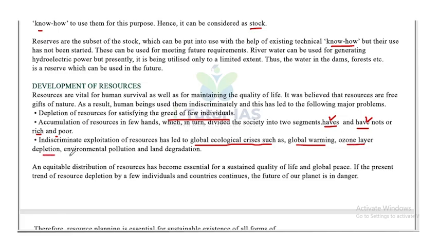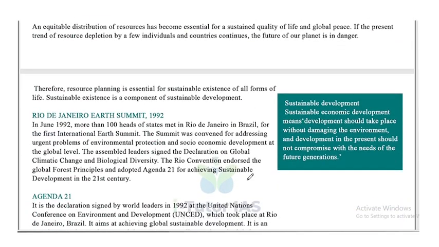Next, indiscriminate exploitation of resources has led to the global ecological crisis such as global warming, ozone layer depletion, and environmental pollution and land degradation. Okay, so these are some of the problems due to this exploitation. An equitable distribution of resources has become essential for a sustained quality of life and a global peace. If the present trend of resource depletion by a few individuals and countries continues, the future of our planet is in danger. So therefore, resource planning is essential for sustainable existence of all forms of life.